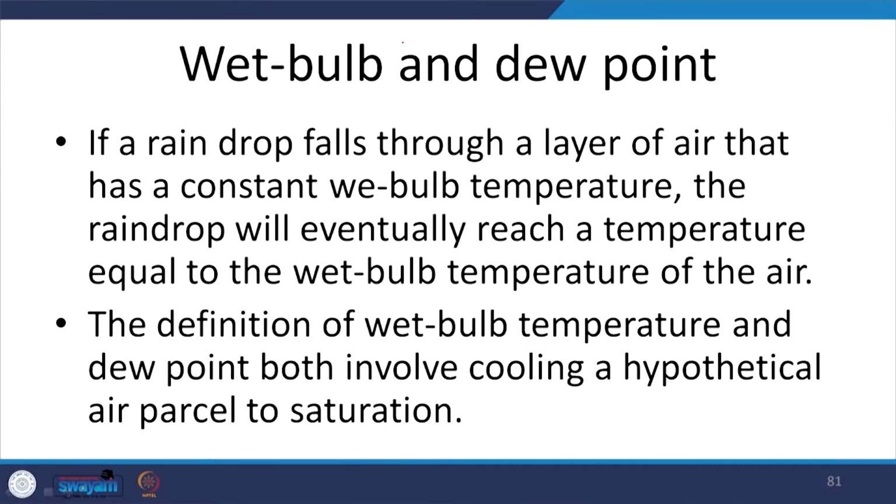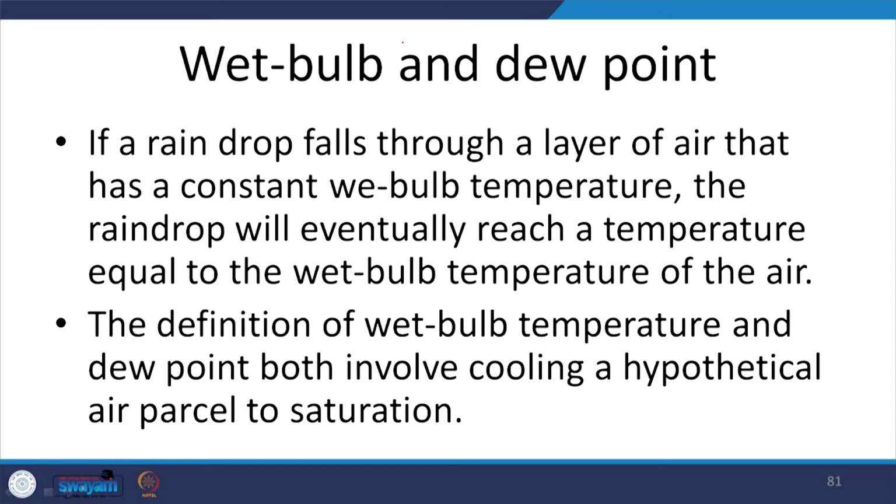So you make the bulb wet by wrapping a wet cloth around it, and you allow enough time so that the air is in saturation with respect to the bulb. There is no more transfer of energy between the environment or the atmosphere and the bulb. This saturation or equilibrium temperature is generally referred to as the wet bulb temperature, right. Now, the wet bulb temperature can be closely connected with the dew point. Let us say a raindrop falls through a layer of air that has a constant wet bulb temperature.